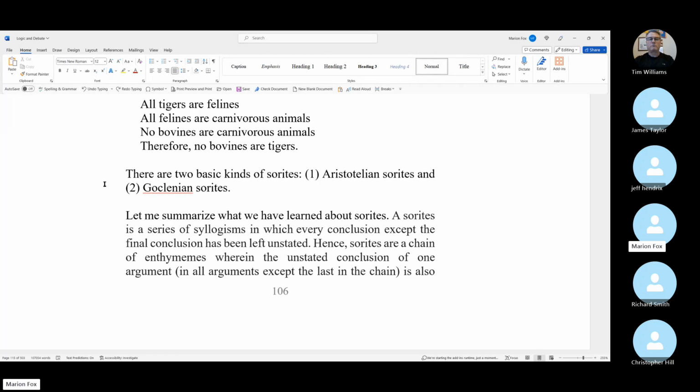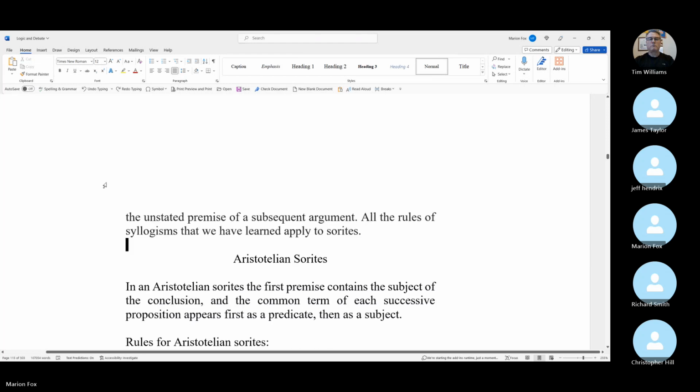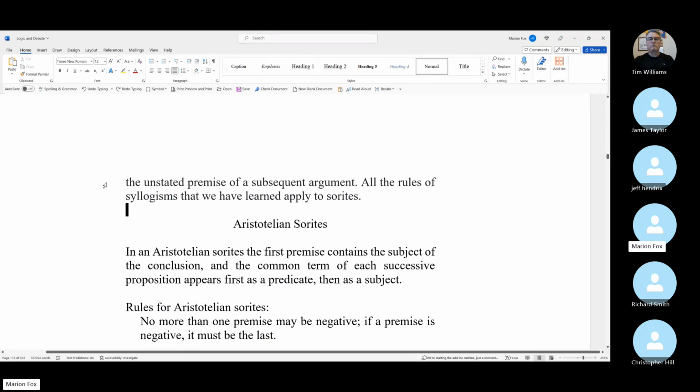So the rules are each syllogism has to conform to all the rules for syllogisms, and everything we've learned up to this point. And they're enthymemes, so you'll have to put those unstated premises in when you're evaluating it. So each one will have to be built into the chain to make sure they're valid. Right.